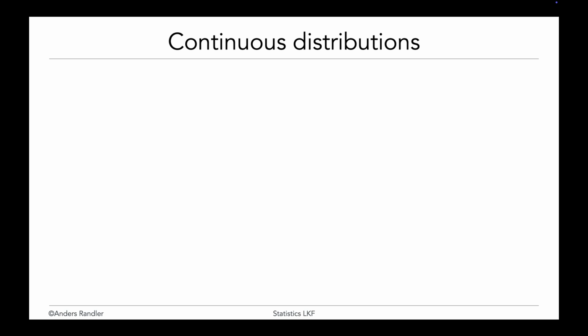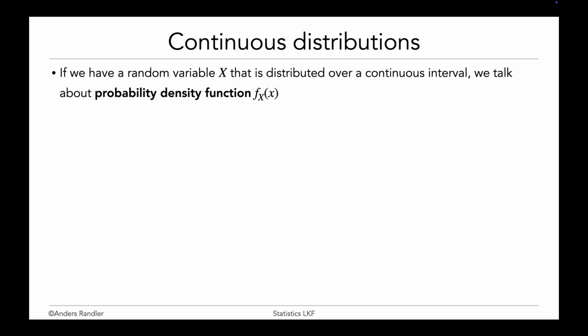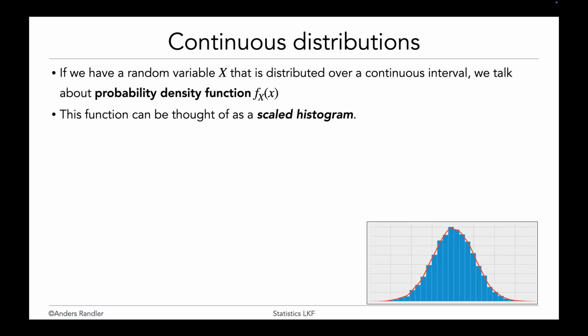But what about continuous distributions? So things that can take on any kind of value. If you, for instance, measure something, if you take the time for something, you can have any kind of result. It's not discrete values, they are continuous. And then we talk not about a probability mass function, but a probability density function. It has the same meaning, basically, in both cases, but they have different names. And you can think about these as some kind of scale histogram.